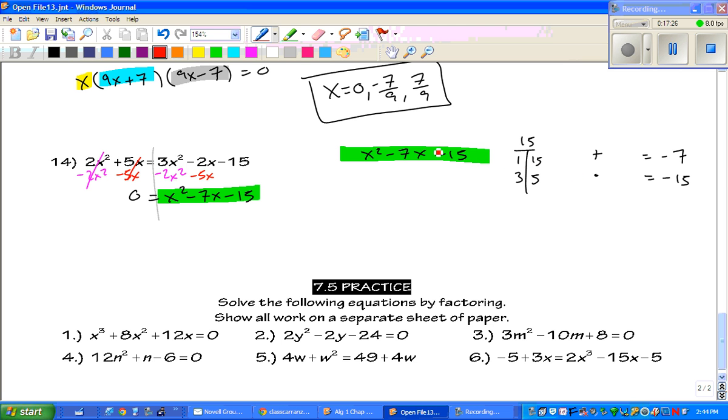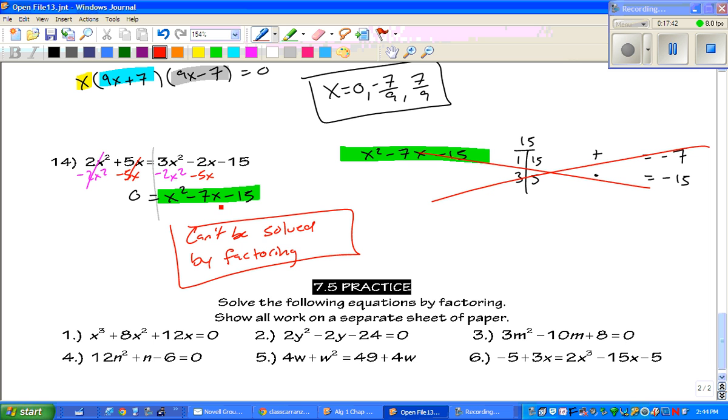And as you're trying to think and bust your brains, there's nothing. Okay? So this problem can't be solved by factoring. Okay? Because technically it can be solved by quadratic formula, if you remember that from freshman year. However, we're not going to be going through that in this class.